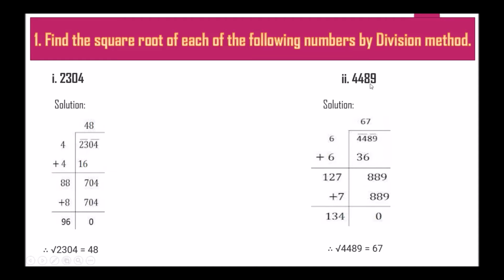Second, 4489. So 6 into 6 is 36 and plus 6. So 12 is that. Then we will multiply it with 7. So 127 into 7, that is 889. Then plus 7, that is 134. So 67 is the answer.